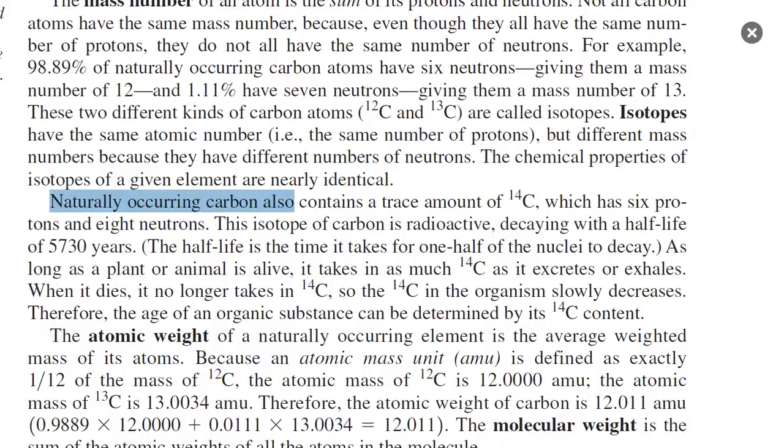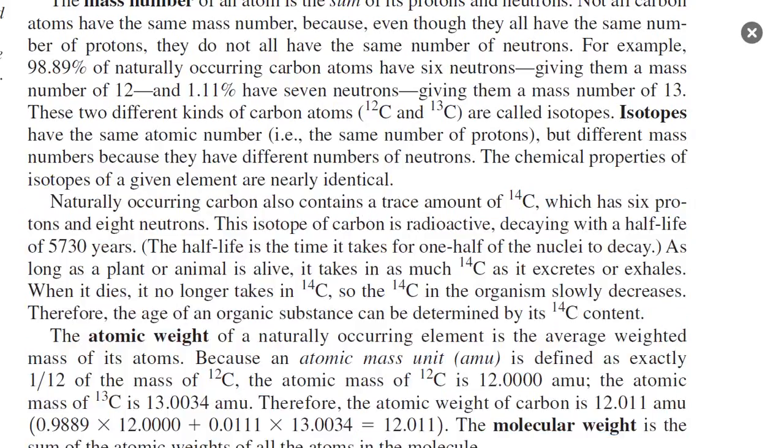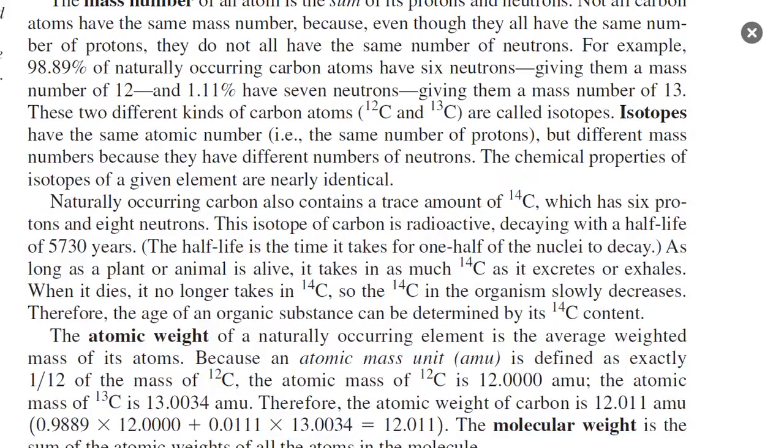So the naturally occurring carbon atom also contains a trace amount of carbon-14. You will be surprised. This is just one of the other isotopes we have. Naturally occurring, it has a little amount, and it has 6 protons. Of course, if you're going to give 14 as the mass number, then how many neutrons are you going to have? 8. Well done. So you're going to have 8 neutrons, right?